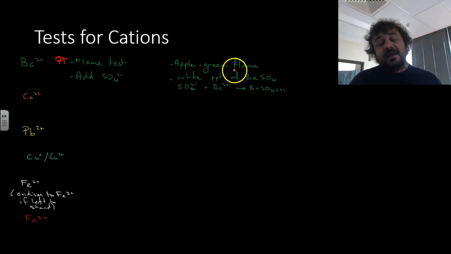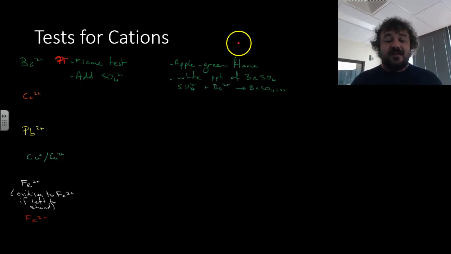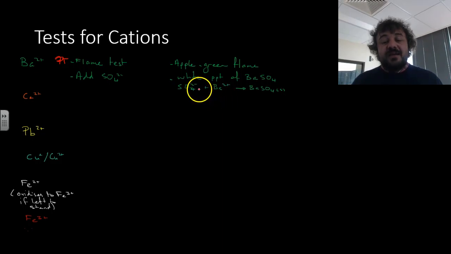Then we want to add sulfate to our solution as well. And if we get a white precipitate of barium sulfate, that means that there's barium in this. That's your confirmation test. And this is the reaction here. These are all basically in this video, unless otherwise stated, aqueous. So it's aqueous sulfate ion, aqueous barium ion gives you barium sulfate solid. Again, it's a net ionic equation.